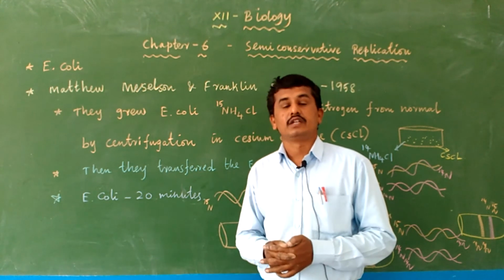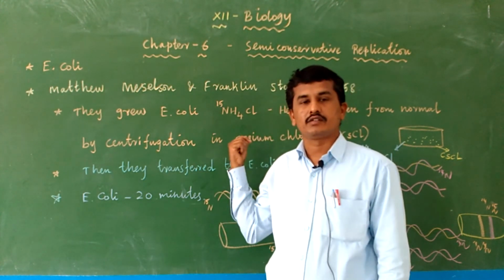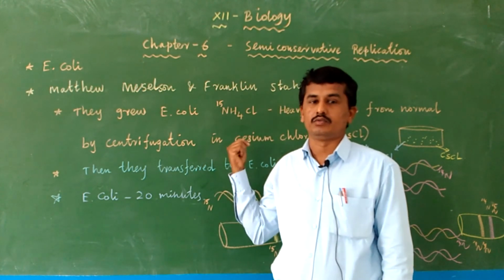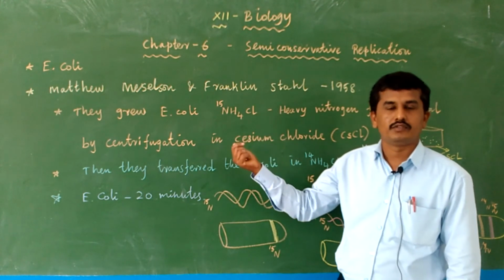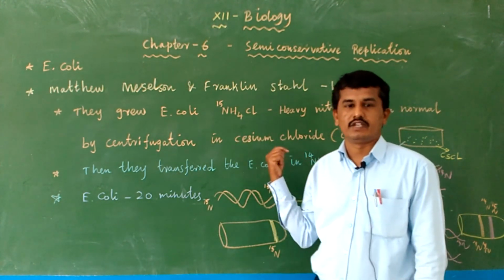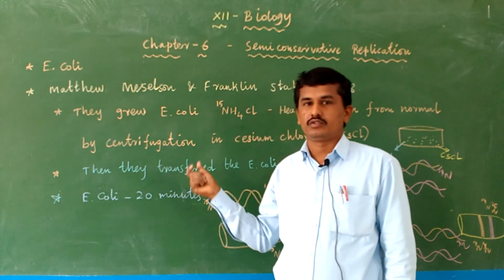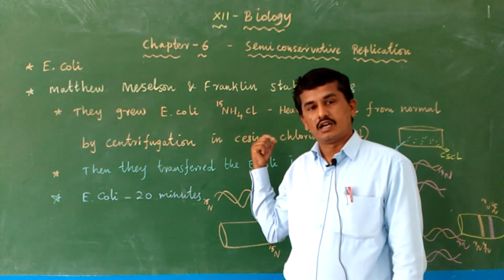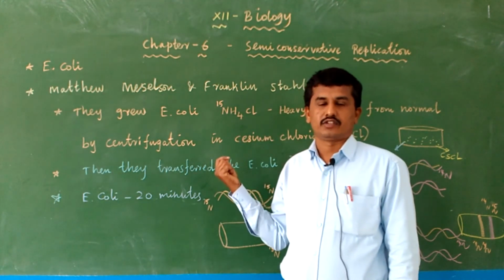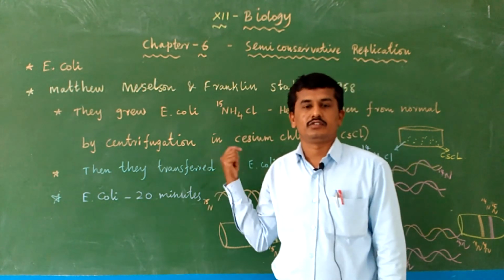with the use of radioactive thymidine. Here in the Meselson and Stahl experiment we do not use a radioactive substance; we use heavy substances like ammonium chloride and cesium chloride, ammonium chloride 15 and ammonium chloride 14. For this experiment we are not using isotopes, only heavy substances. But Taylor, the scientist, used radioactive thymidine for his research.